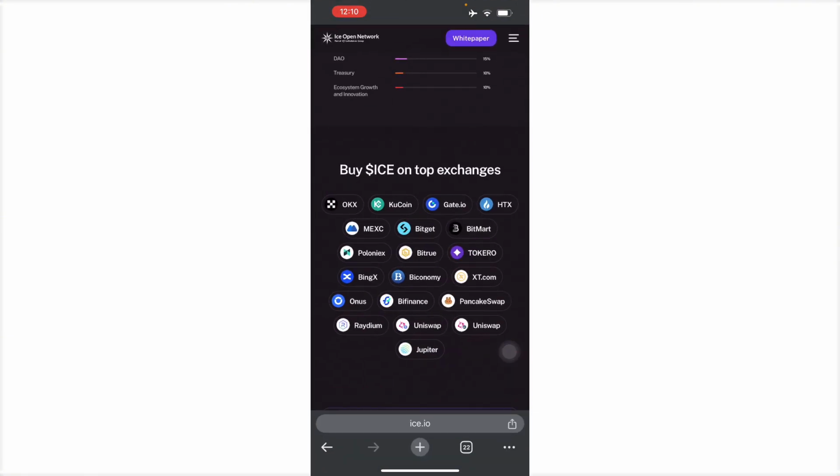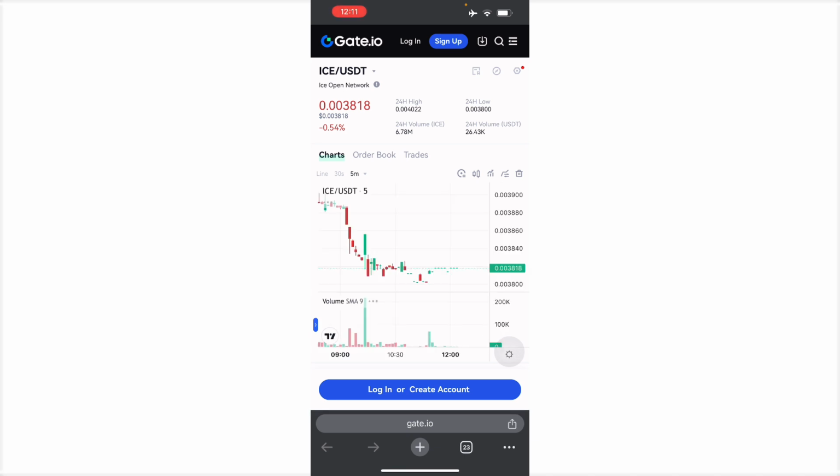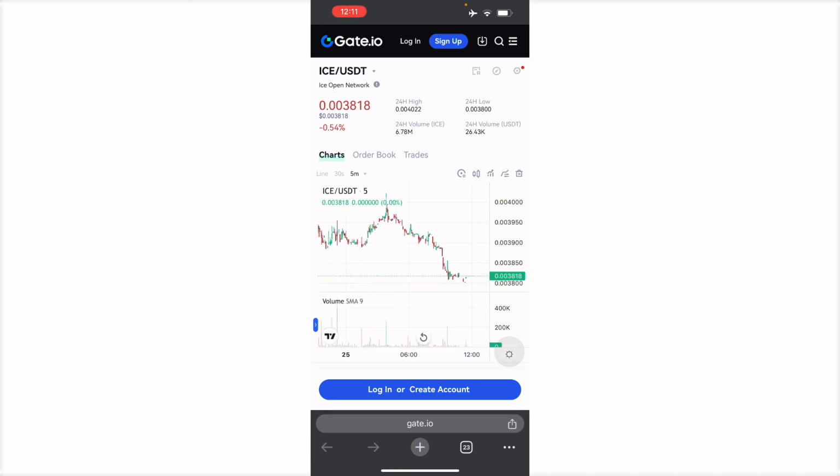Let's just wait for this since it's really slow to load. So let's just go with Gate.io for now. As you can see right here, Gate.io trades ICE over USDT. As you can see, we have a bearish market right now, but now you can do so. You don't really have to place your BNB Smart Chain address anymore. You can trade it directly.